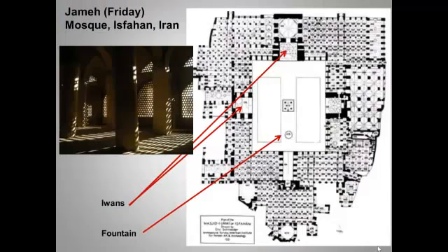Now, this mosque plan isn't one of your required images, but you see the large central courtyard flanked by the Iwans. Note that the prayer halls remain hypostyle, and although this isn't one of your required works, I have included a photo on the left.